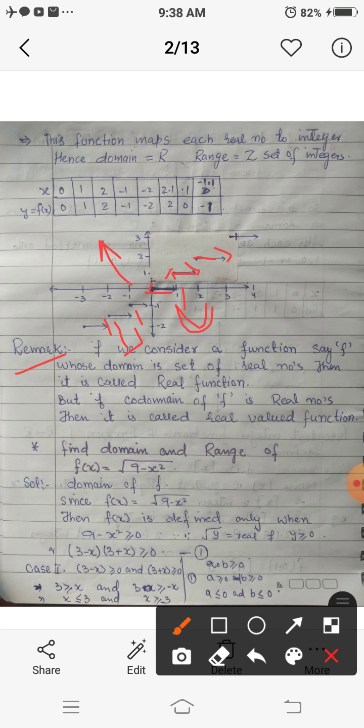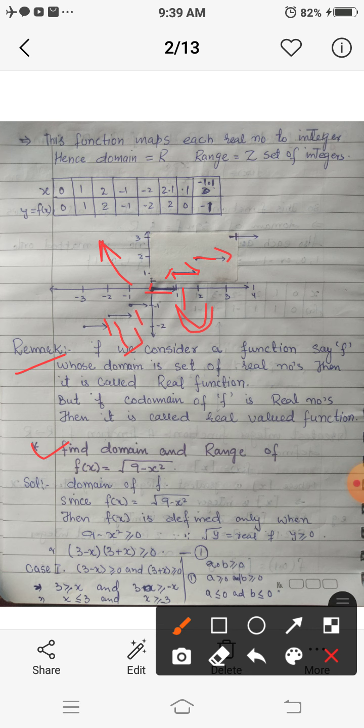Now we have an important question. Find the domain and range of the function f of x equals root of 9 minus x square. You know how to find the domain. A domain means we have to find the condition or the restriction on x. Here root of a positive number is defined, but root of a negative number is not defined because it is not a real number. We are discussing real valued functions. If the root is of a negative number, it is a complex number.